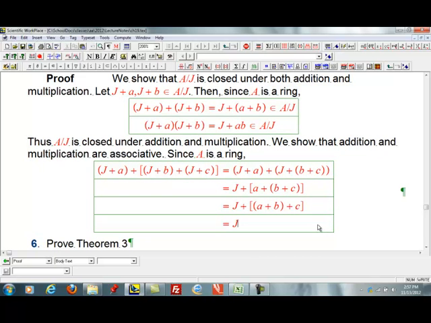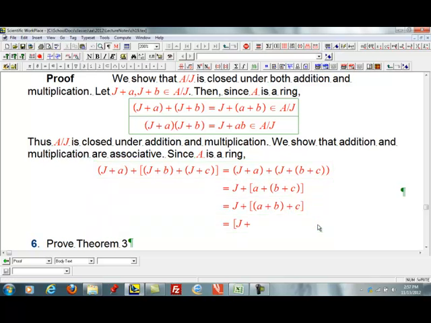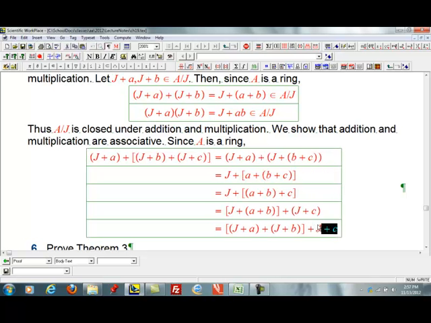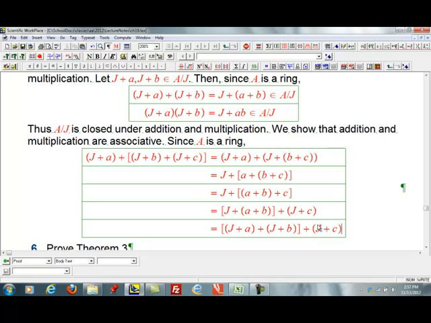But then this would become equal to, and now we just change who gets associated together by the associative property. That makes sense? Yeah. And then we can break this up as J plus (a plus b) for our first group, plus J plus c, right? But that's equal to J plus a, plus J plus b, and then outside, plus J plus c. So that makes it associative for addition.